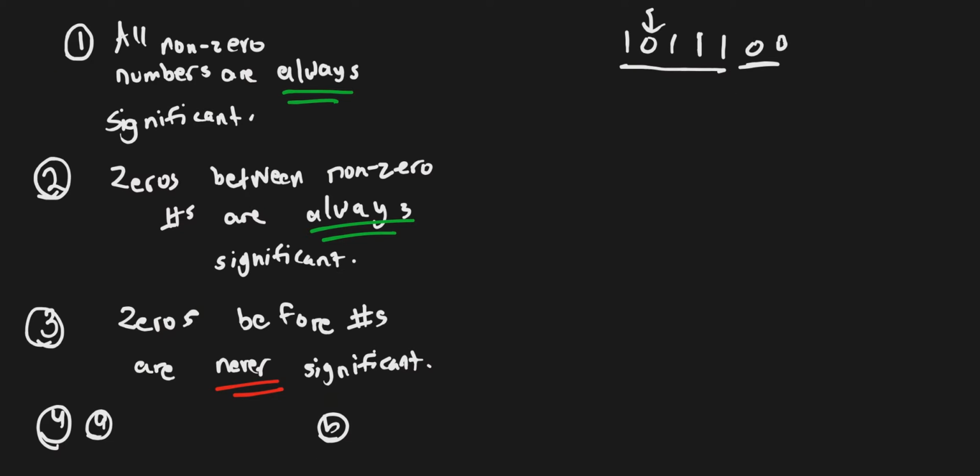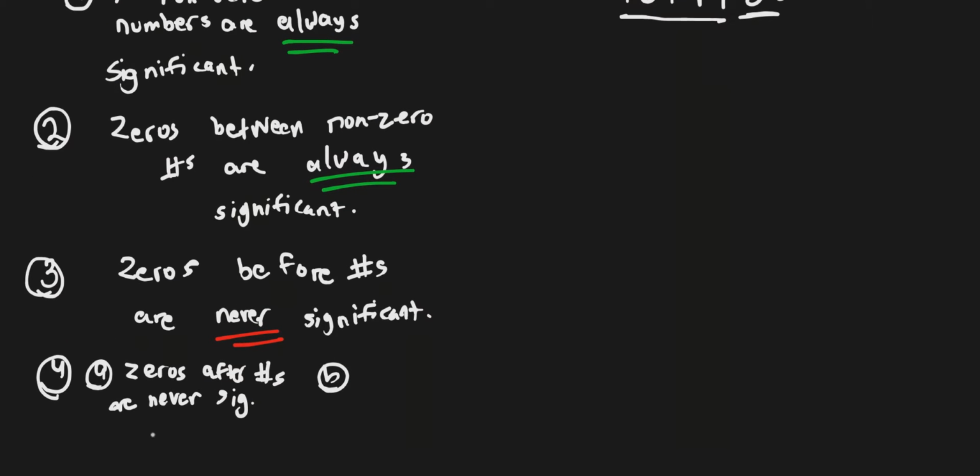So if it's a 0, let me just write it out and then we'll explain. So zeros after numbers are not significant. Actually, I'll just say never, right? Let's use absolutes, because I like absolutes when you think about this. Never significant when no decimal point. No decimal point. Hopefully this is making sense. Let me try to make sense of it a little bit more.